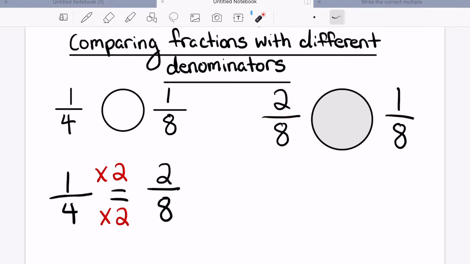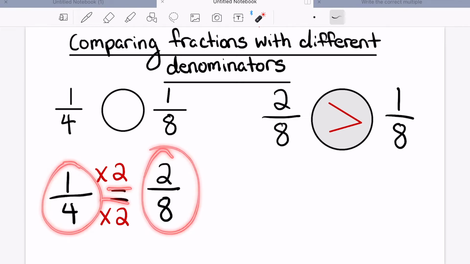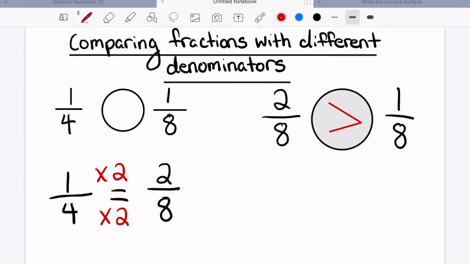Now we can look at the numerators. Here we have 2. Here we have 1. Which one is bigger? 2/8 is bigger, right? So now that we know 2/8 is bigger than 1/8, we can also say 1/4 is bigger than 1/8 because 1/4 and 2/8 are equal. So we can say 1/4 is bigger than 1/8.